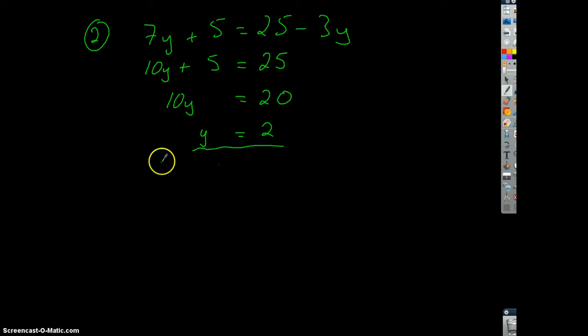Okay, this is quite tricky, this one, so I really want to check that the answer is correct. So I'm going to substitute y back into the original equation. So 7 times 2 plus 5, that's 14 plus 5 is 19. So that left hand side equals 19, and hopefully the other side will. 25 minus 3 times 2, 3 times 2 is 6, 25 minus 6 is 19, and we have the correct answer.